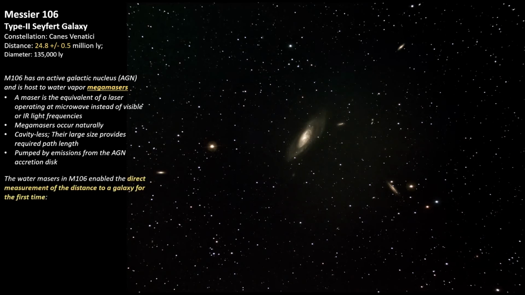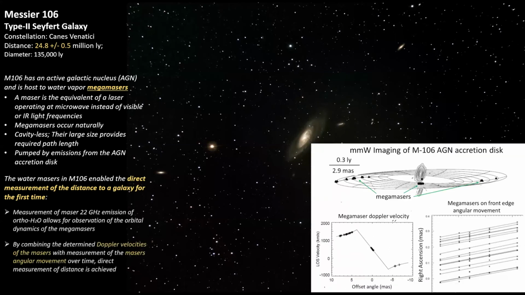So why all this talk about megamasers? They're actually of scientific interest. The water masers in M106 enabled the first direct measurement of the distance to a galaxy for the first time. And it turns out that this is actually simple enough that I think I can explain it.